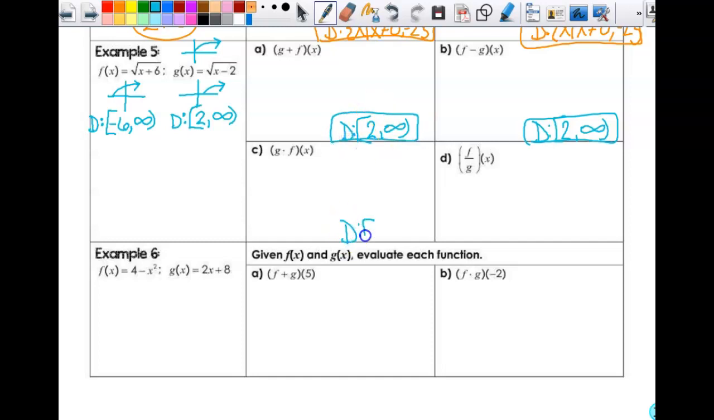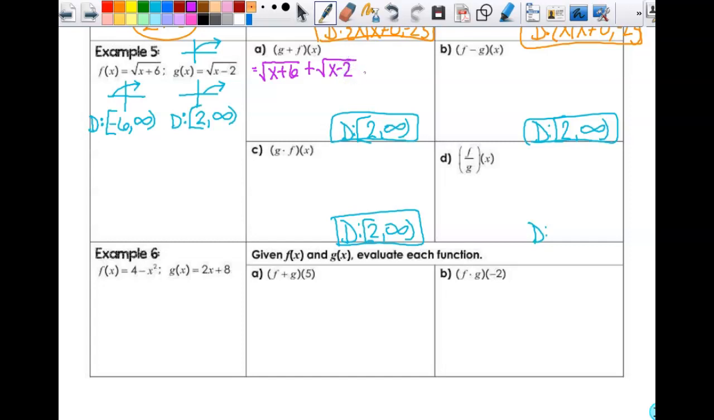Domain 2 to infinity. And this one we will revisit in just a moment when we get there. But we are going to work through these to make sure that nobody is making up math with square roots. Okay, so if I add them, this is going to give me the square root of x plus 6 plus the square root of x minus 2.